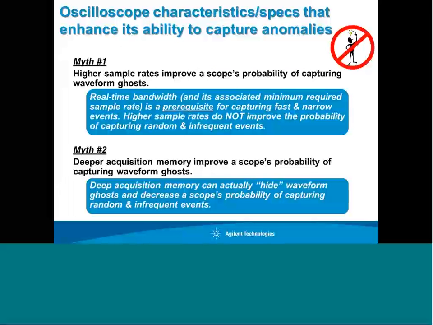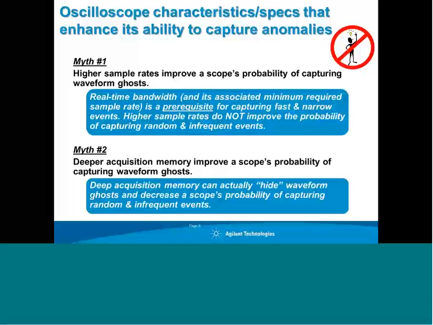So what are some of the characteristics of a scope that can enhance its ability to capture these things? Now, I ask engineers this question quite often. I'll show them a signal that has an infrequent anomaly, such as a non-monotonic edge or a glitch, and I say, okay, what would help reveal this more reliably?